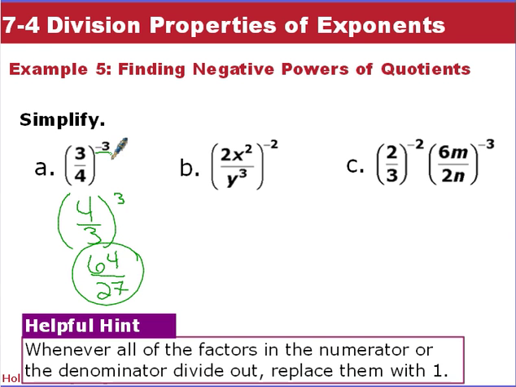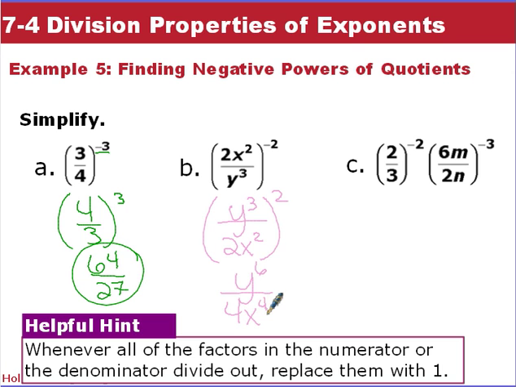Our second example, we have 2x squared over y cubed. So that's going to be, we can flip it, it's going to be y cubed over 2x squared all to the positive 2, or y to the 6 over 4x to the 4th.